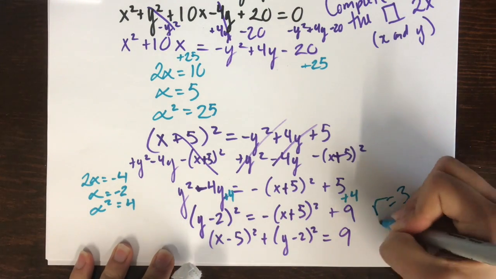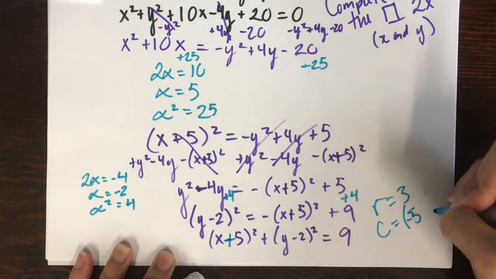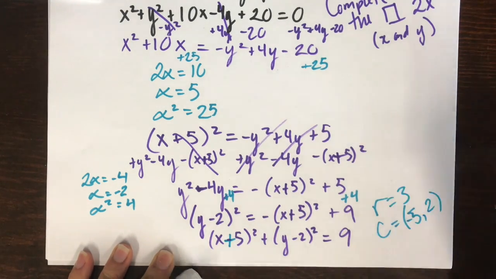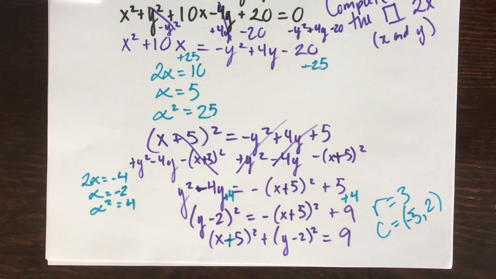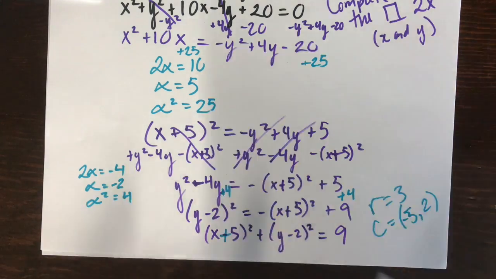So then my radius should be 3 and my center should be negative 5 comma 2, right? Because I always like to flip it because it's x minus h. So if it's x plus 5, that means the center coordinate is actually negative 5, right? And then it's y minus 2, so then the center coordinate is 2. Hopefully that makes sense to you.